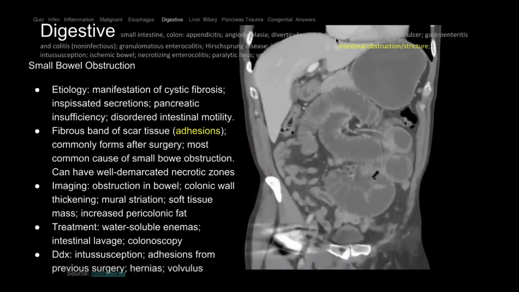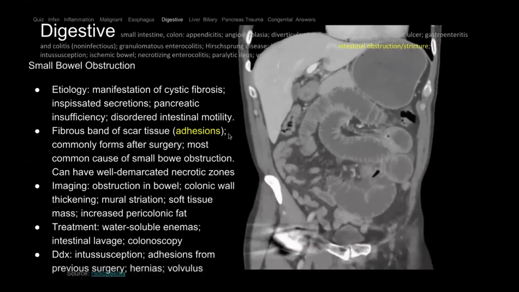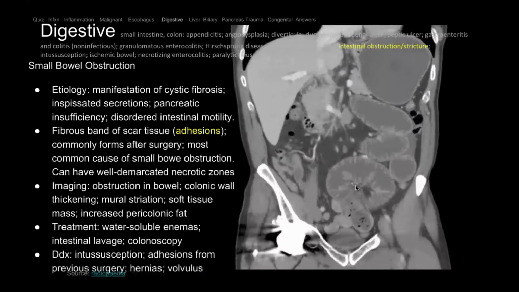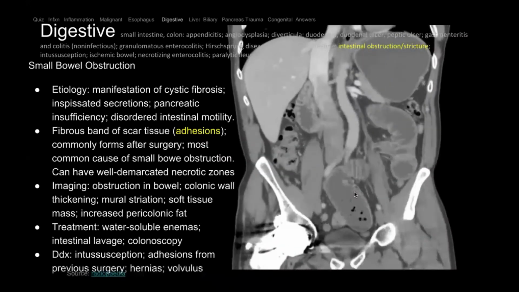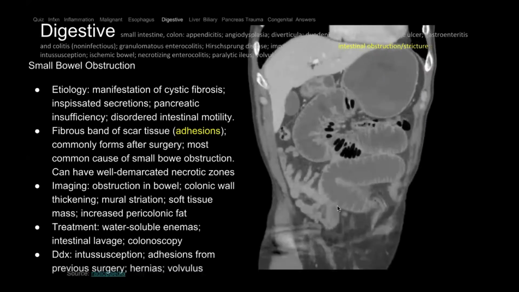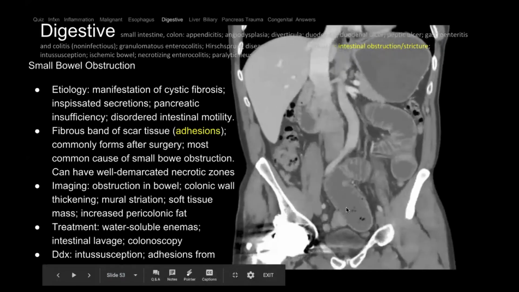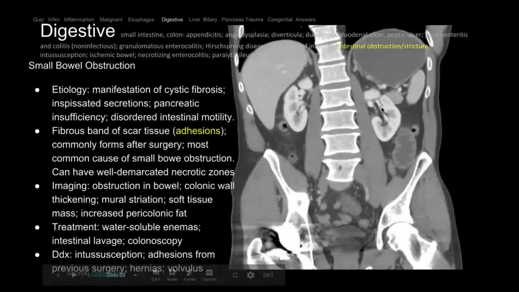Okay, so let's move on to common things. So now we're talking about adhesions and small bowel obstruction. So patients who have surgery, they can get scarring, bands, that's called adhesions. And the adhesions can come anytime after they've had prior surgery, and it can cause obstruction. Here we have small bowel that's very, very dilated.